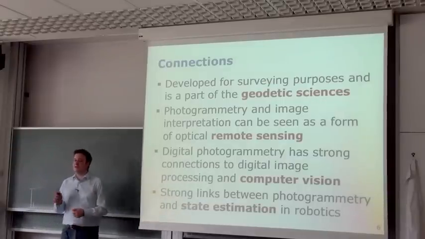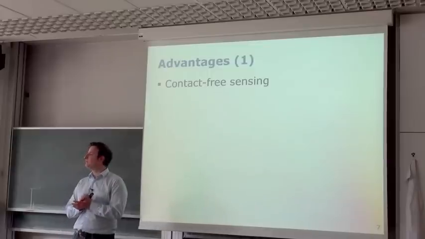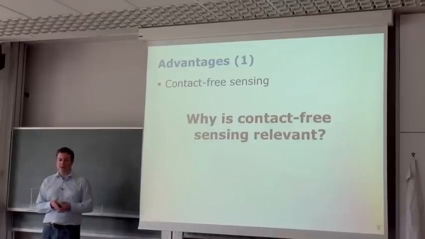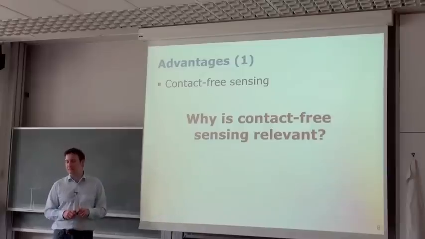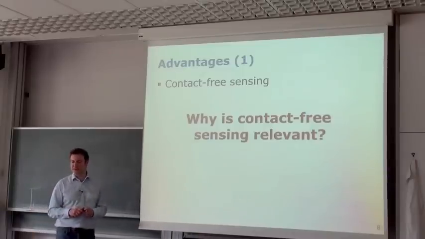So the question now: what are the advantages of using photogrammetric techniques? The first thing I said before is the contact-free sensing. So we don't need to touch the object. Why may it be an advantage to do contact-free sensing? Any ideas? Why is it a good idea to do contact-free sensing?